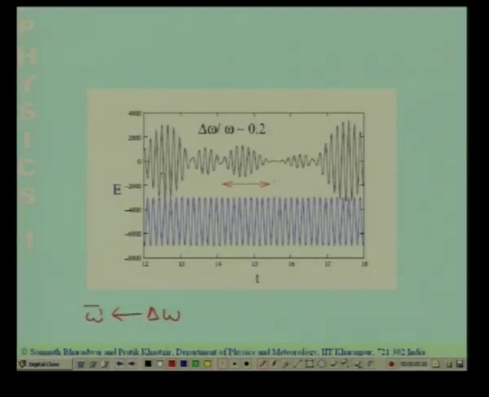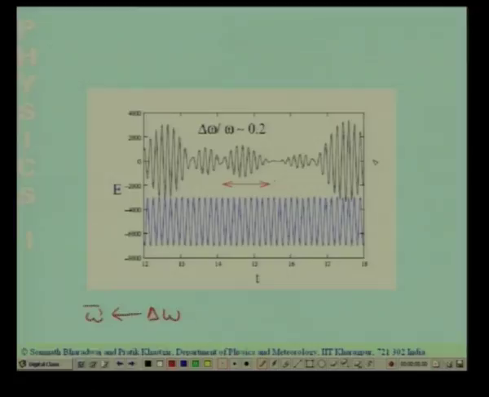So, we have superposed 2000 different frequency components in the frequency range delta omega, centered around the same value used for this curve, such that delta omega by omega bar is 0.2. So, the spread in frequencies is 20% of the central frequency around which the values are spread. We have superposed 2000 different frequency components and plotted the resultant.